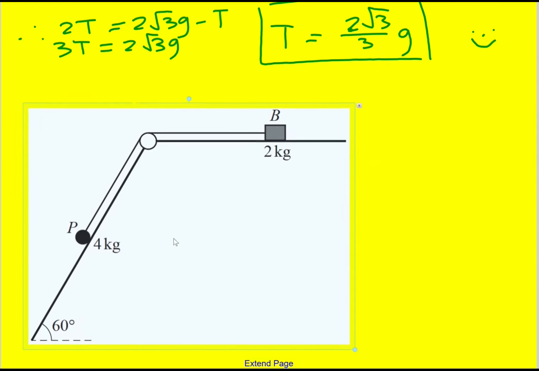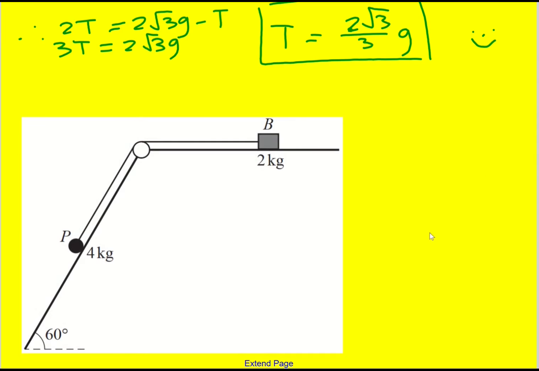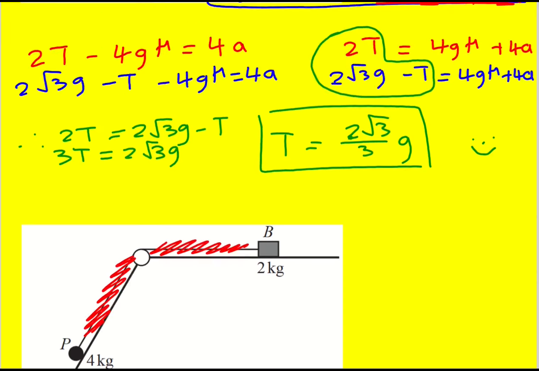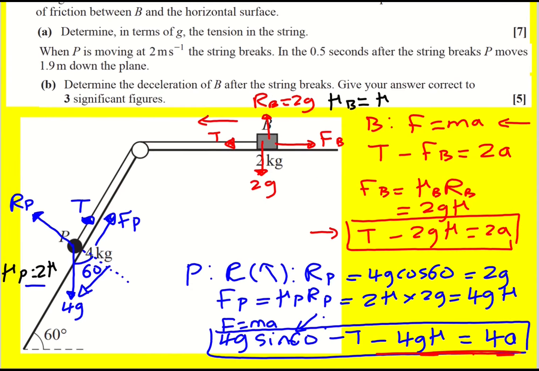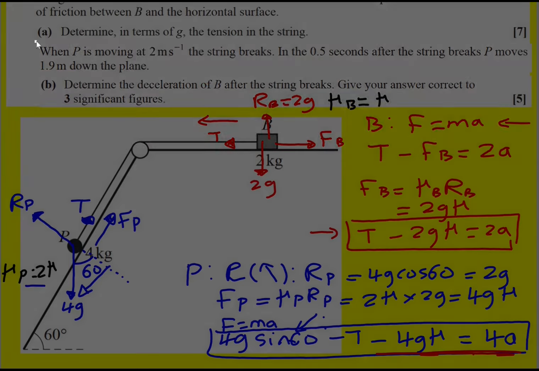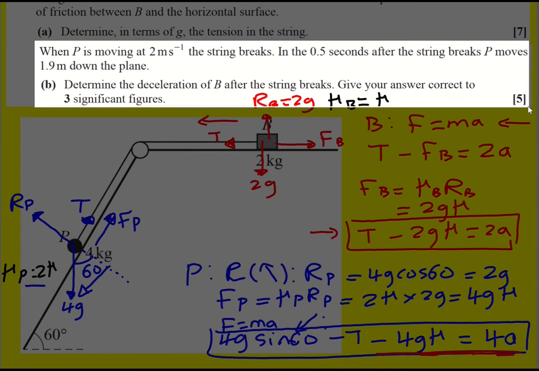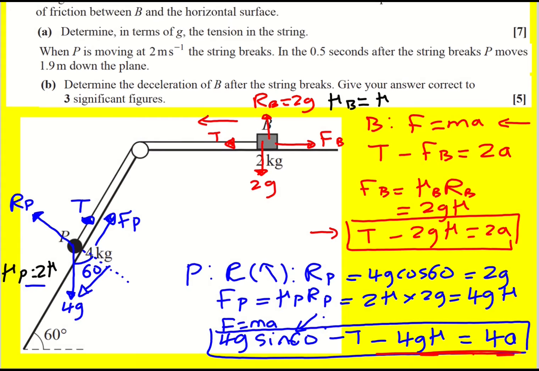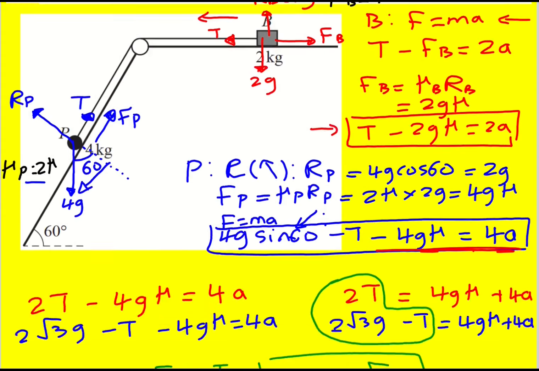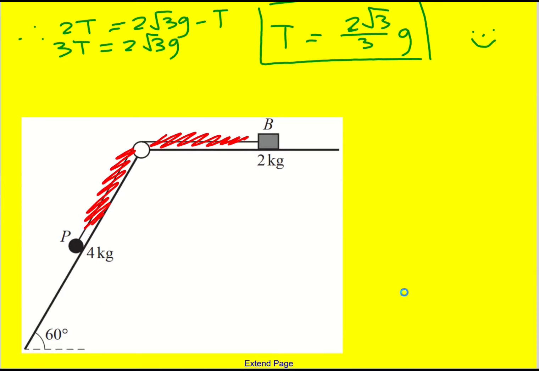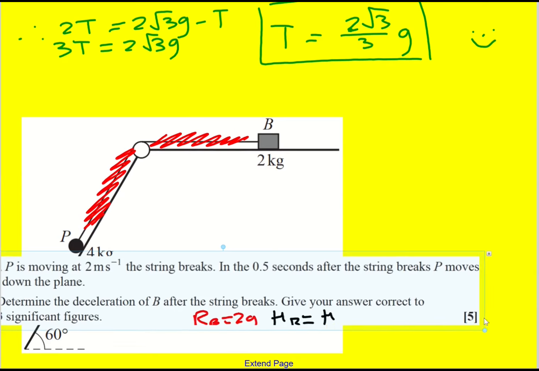Well, I'm going to get a new diagram down. And actually, we're now looking at when the string's broken, so it's gone. So we've got two separate particles, essentially. Let's focus on P for the moment, because that's where I've got some information. In fact, I'm not going to be using part A. I mean, bits that I've written are going to be useful, but I'm not going to be using the tension, because the tension is now gone when it's broken.